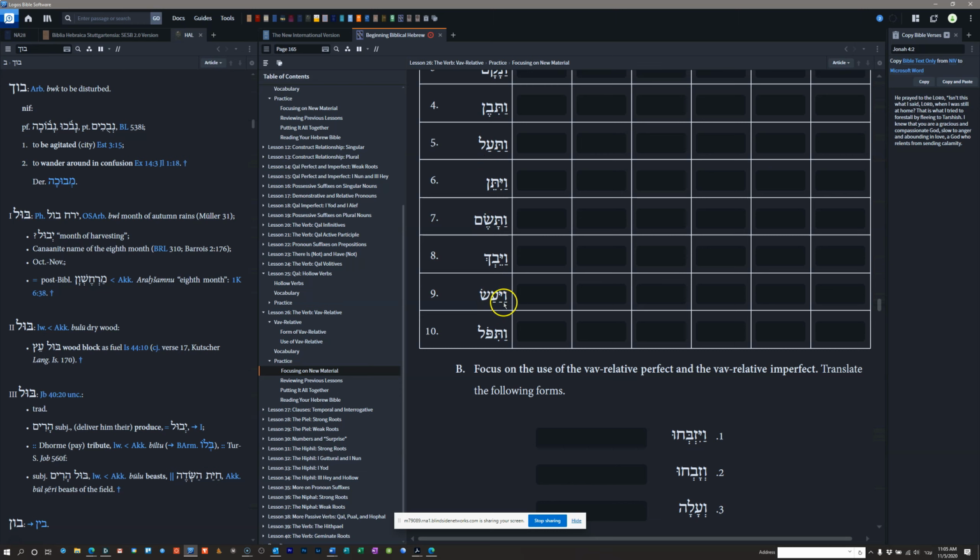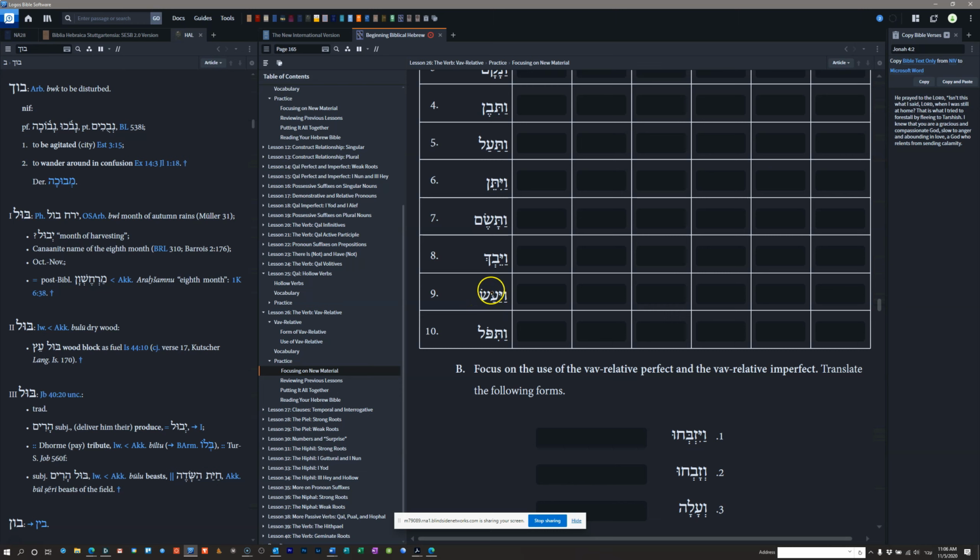We've got vav, patach, dagesh. We take that out. We know that vav, patach, dagesh goes on a prefixed form. So we know that yod is part of the prefix, not part of the root. We take that off. We get a sa. The only other options would be naas or ya'as, and those would all have different vowel patterns.